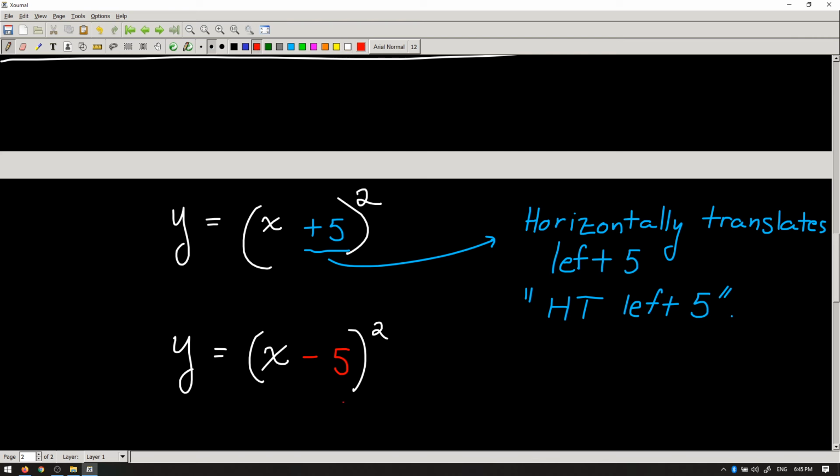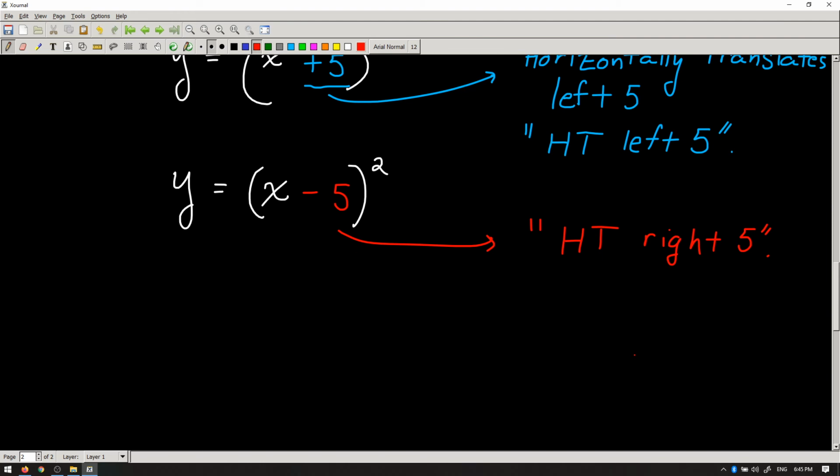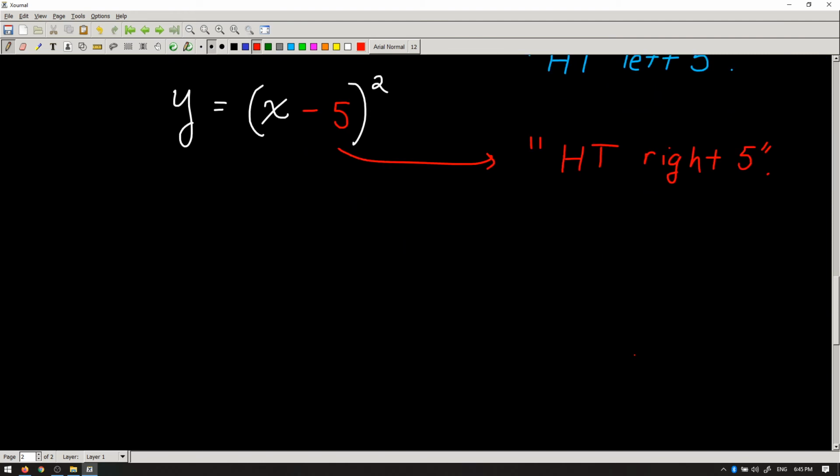And this basically says HT right 5. So these are all transformations, again, done to y equals x squared. These are all of the individual transformations that I can apply to y equals x squared. These are all simple one-step transformations. For example, I've stretched, compressed, reflected, I've translated up, down, I've translated left, right.